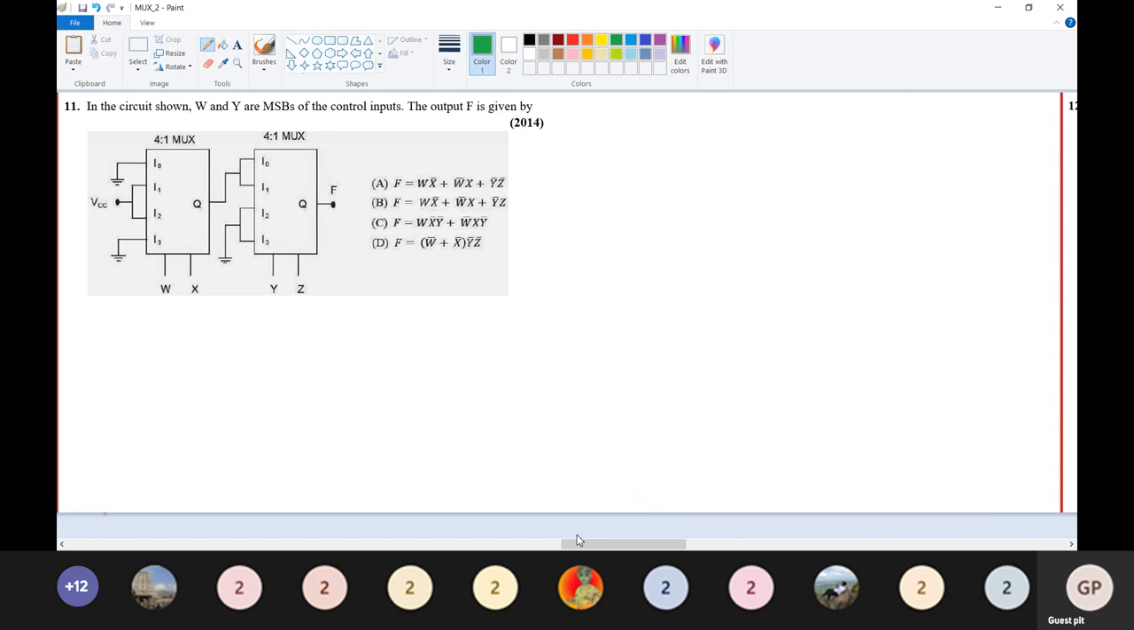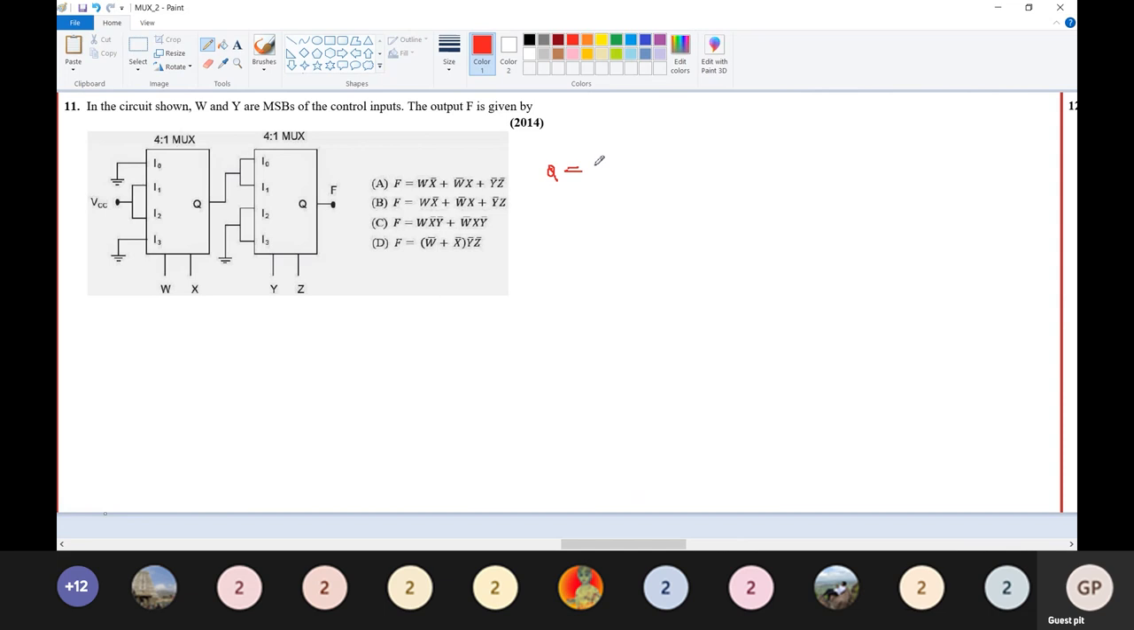Now, in the circuit shown, W and Y are the MSBs of the control input. The output F is given by. Here you have 2:1 MUX, and you have to find what is your Boolean expression for the given logic diagram. Similarly, we'll solve like the previous problem. First, I'll take the first 4:1 MUX. I'll take its output as Q.